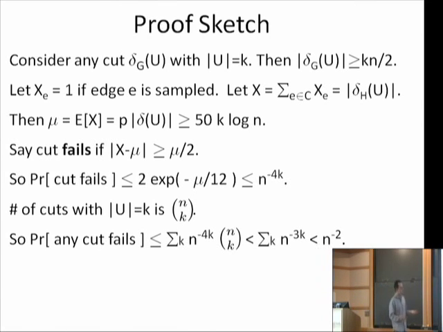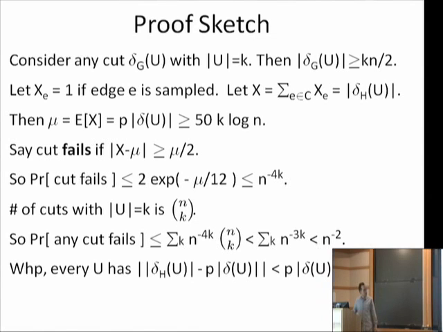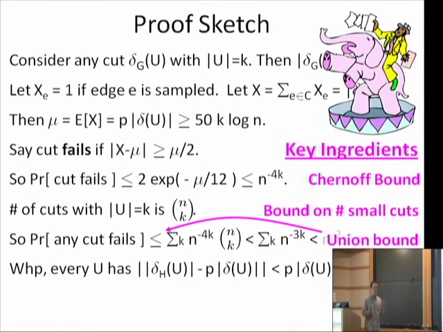So the union bound says the probability of any cut failing is at most the sum over k, the product of this failure probability times the number of cuts to union bound over. And by some calculations, this is at most 1 over n squared. So assuming those bad events don't happen, then we've preserved every cut to within a multiplicative factor. So if we boosted up the sparsified edges by this factor 1 over p, then we'd get a sparsifier. OK, so that's very straightforward.